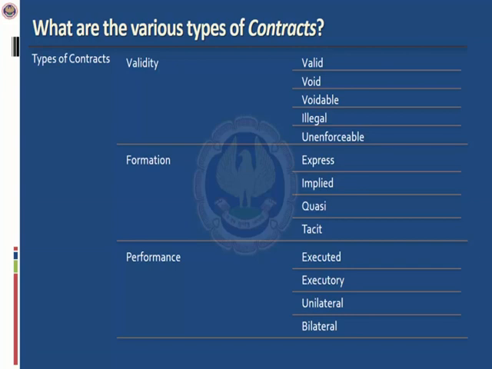But the only thing is, first we need to know what kind of contracts exist, or how we can identify what kind of contract it is or what the current status of a particular contract is. If I say a contract is valid if it has all the essentials, then when is it void, voidable, illegal, unenforceable, express, implied, quasi, tacit, executed, unilateral or bilateral? One is, I know all these names when I go for my exam.